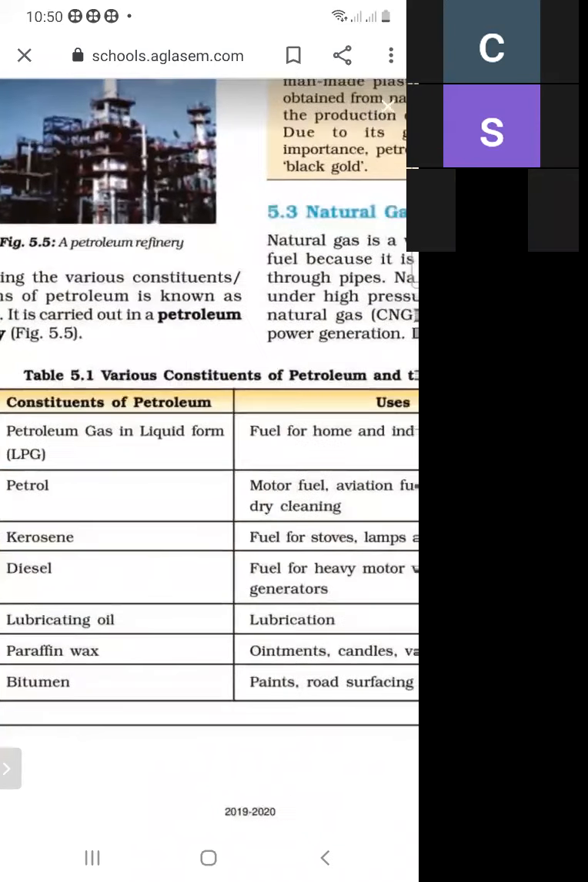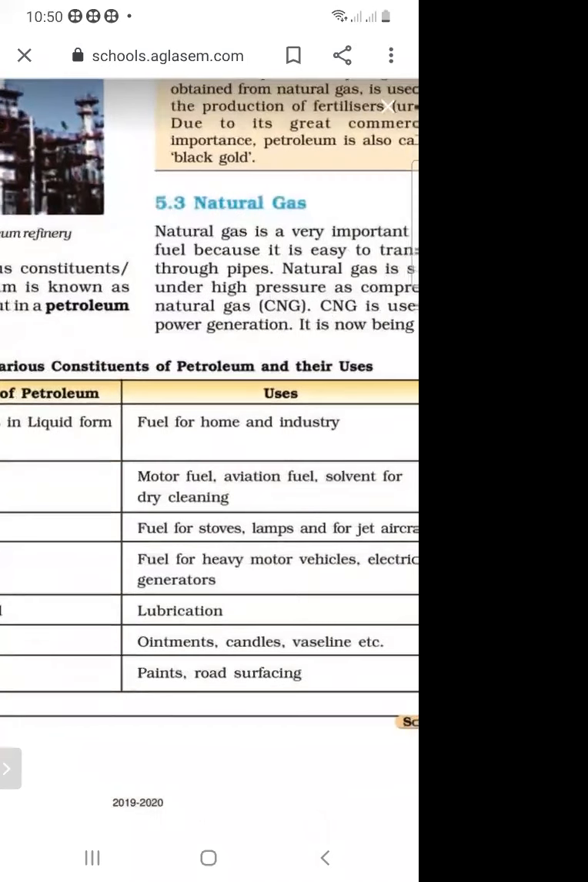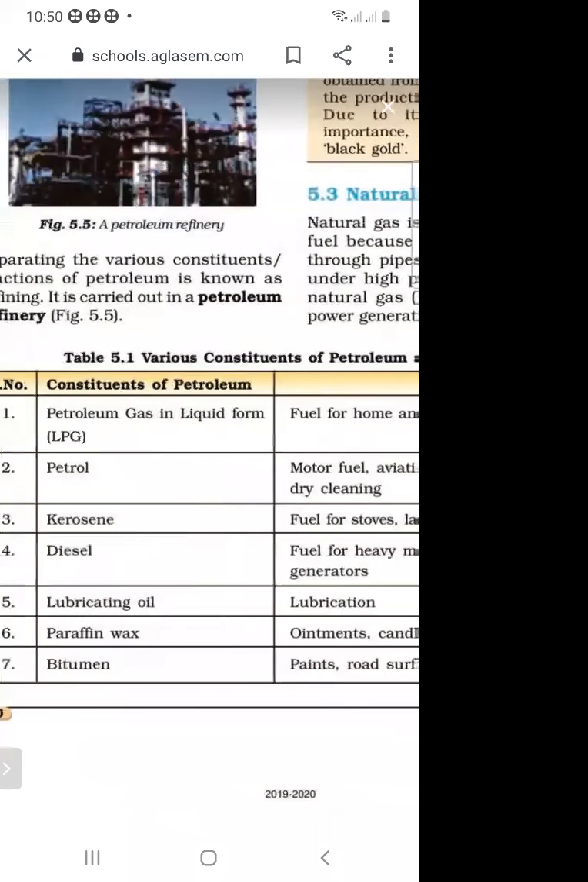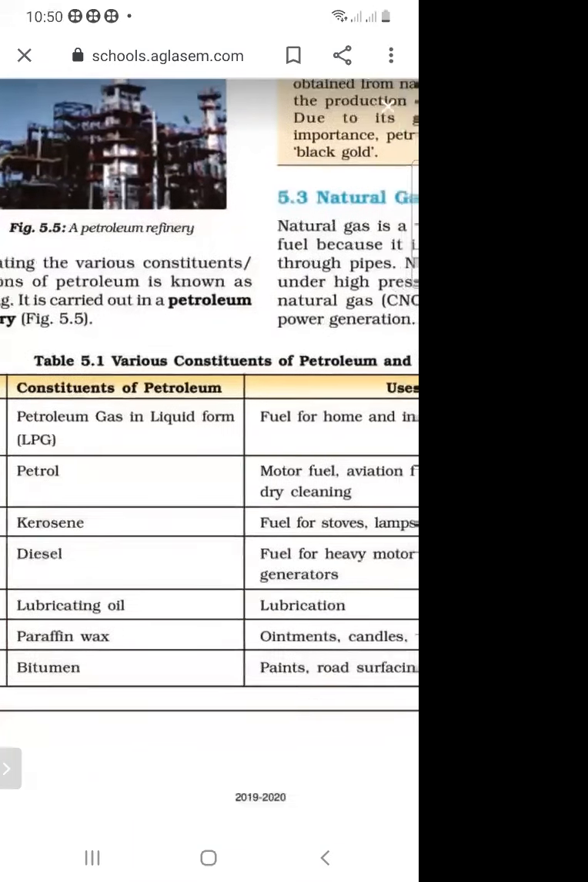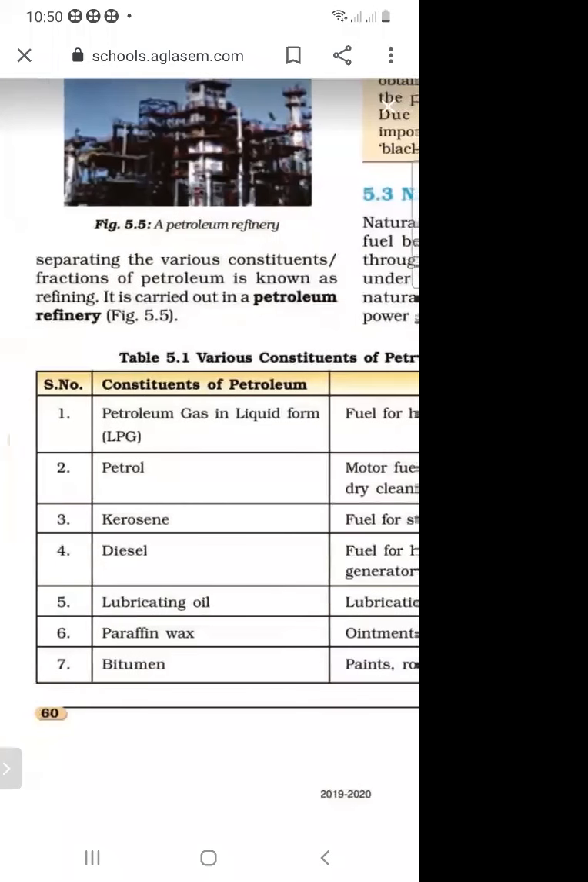And what is the use of paraffin wax? It is used in candles and Vaseline. Vaseline we use in the winter, so it contains paraffin wax. And bitumen is used in paints, and it is also used in the surfacing of the road. So these are the constituents of petroleum.